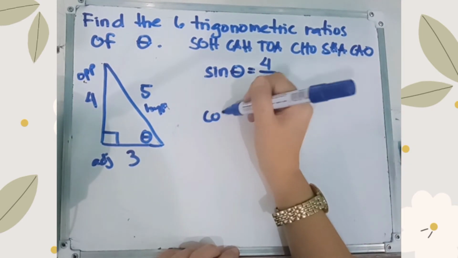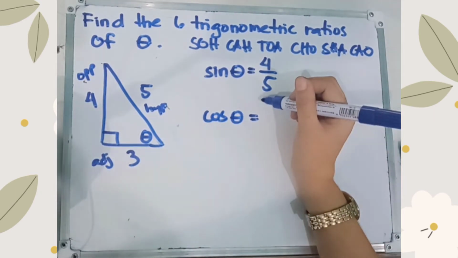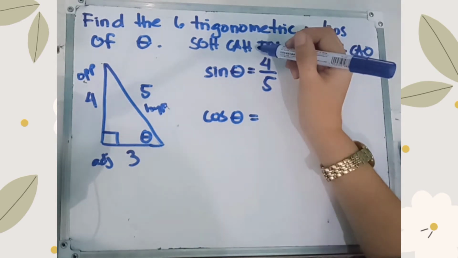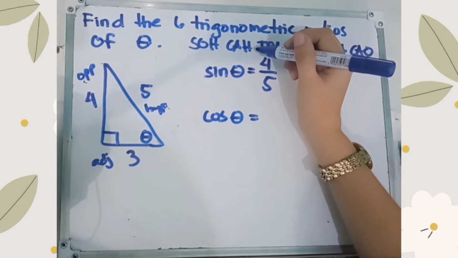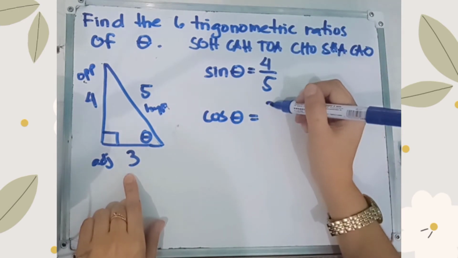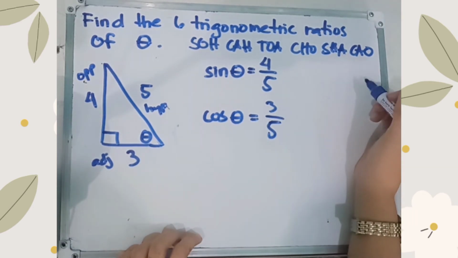For cosine theta, if we use the mnemonic, cosine theta is equal to adjacent over hypotenuse. And adjacent is 3, hypotenuse, as we know, is 5.